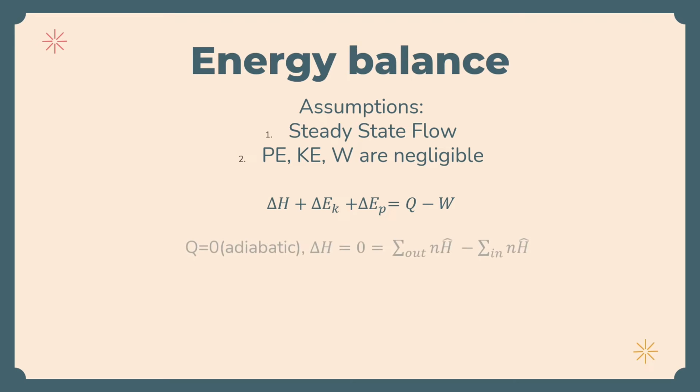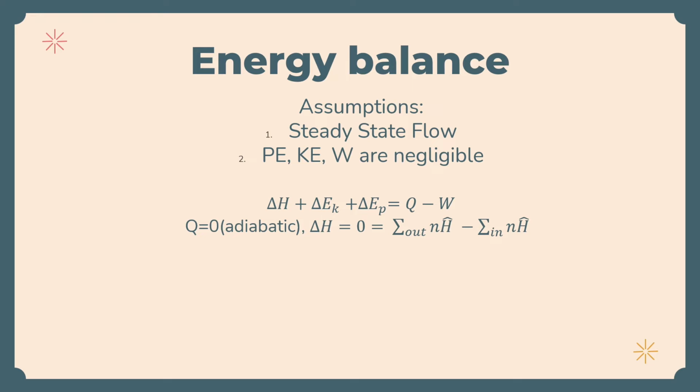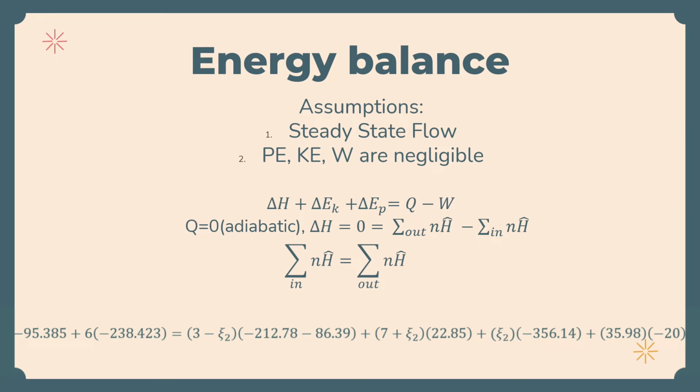So this is here. The question gives us that the process is adiabatic. Q will equal 0. So at the end, we will get the total change of the enthalpy of the whole system equal to 0. And we know that the change of enthalpy has this formula: the total outlet of n times H minus the total inlet of n times H. We rearrange that, bring the inlet to the left hand side and the outlet to the right hand side so that we can calculate more easily.